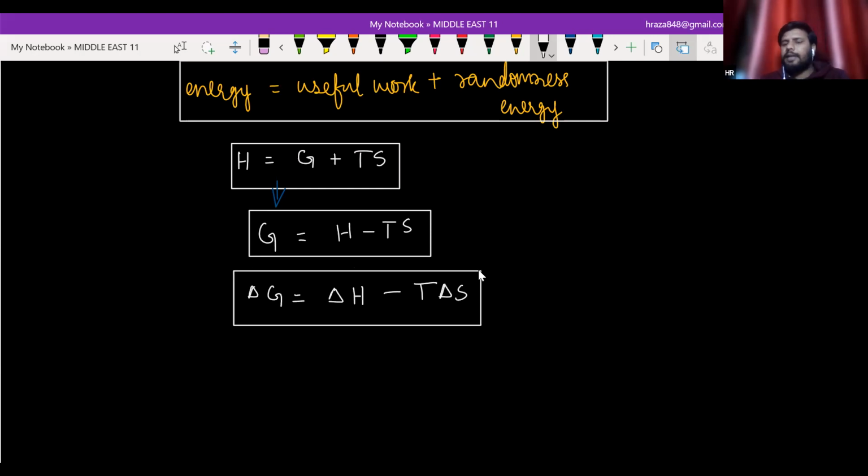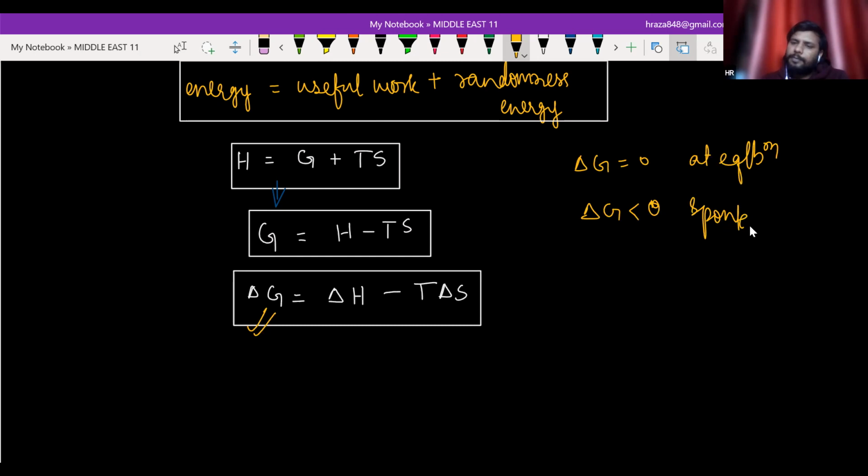And from here, we can decide whether the process is spontaneous, non-spontaneous, or at equilibrium. There will be three conditions depending upon the value of delta G. If delta G equals zero, the process is at equilibrium. If delta G is less than zero, the process is spontaneous. And if delta G is greater than zero, the process is non-spontaneous or non-feasible.